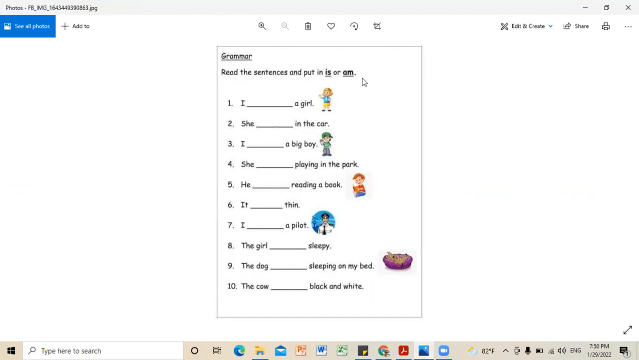So what you need to do here is read the sentences and put in is or am, right? You have to see what the given sentence is, what we are going to say from this sentence, and based on that, we will have to find which word out of is and am will be appropriate.